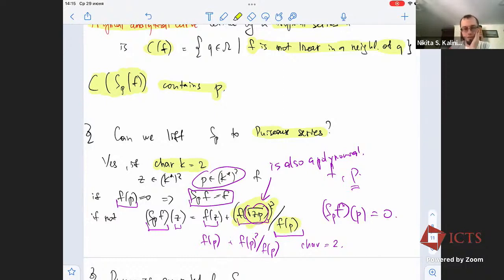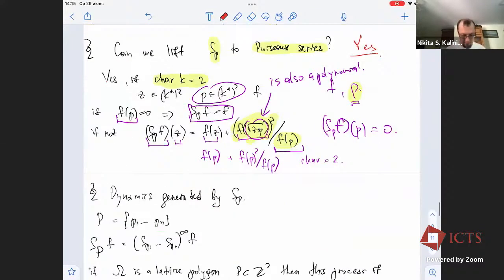So you see, it's a very strange operator. It acts only over characteristic two, and given a polynomial, it produces another polynomial such that its zero set contains the point P. Well, that's what SP does. And we don't know how to apply it in other problems, but that's very curious. So here the answer is yes.